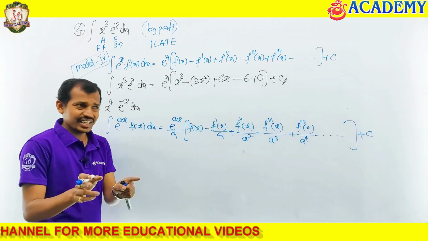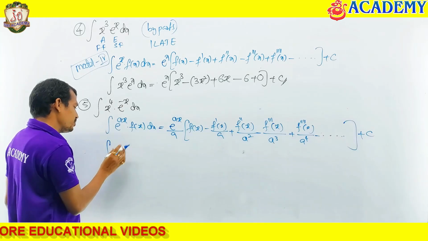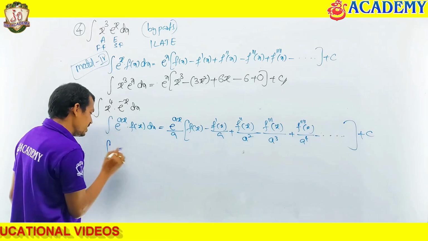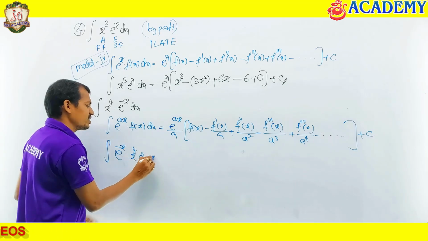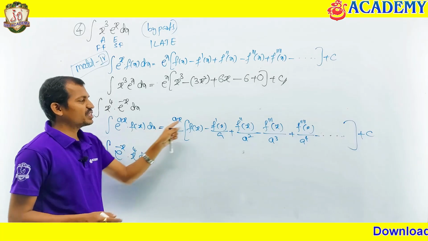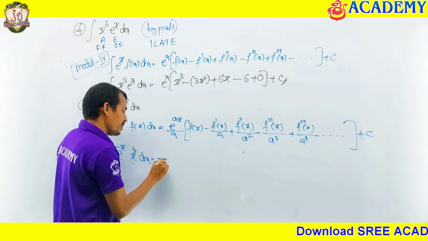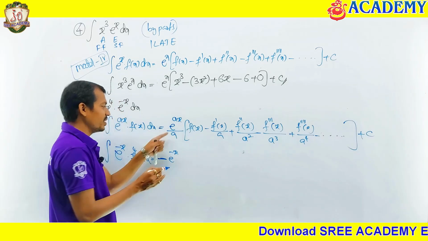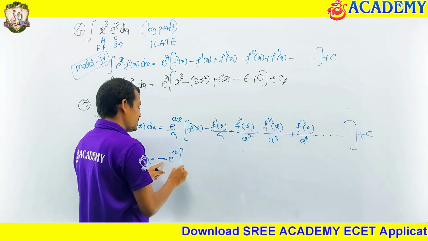Listen here, whenever e power minus x is there, integral x to the power of 4, that is nothing but e power minus x into x to the power of 4, a small logic: in place of a we have minus 1. If you substitute minus 1 in place of a in this formula, it's going to be minus e power minus x, actually you will write e power minus x divided by minus 1, or I am writing minus of.